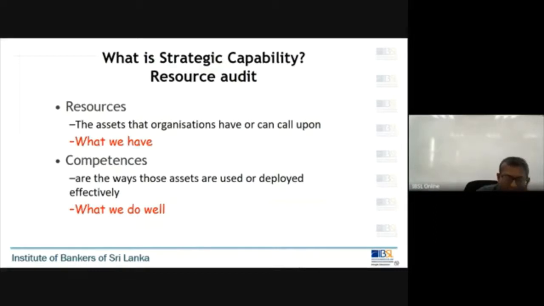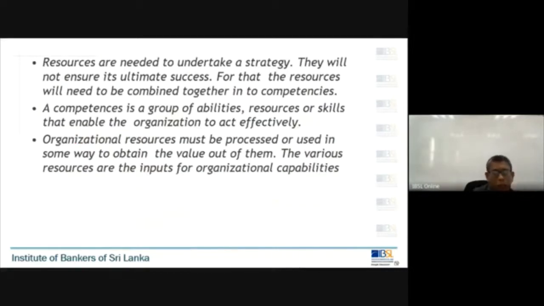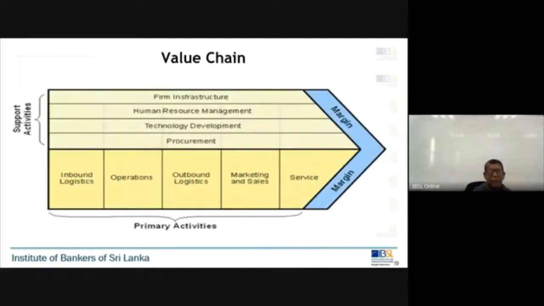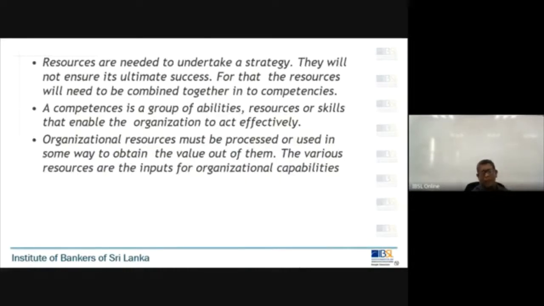Right? Remember that. So therefore resources are needed to undertake a strategy. They will not ensure its ultimate success, but for that, resources will need to be combined together with competencies. So what do you mean by a competency? Competency means your knowledge, your attitudes, your attributes, your skills and things like that.